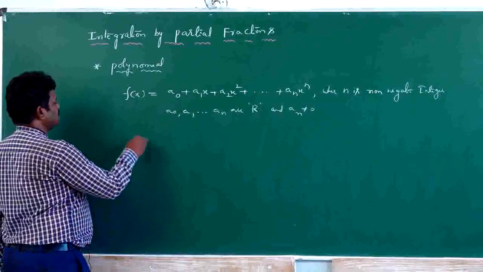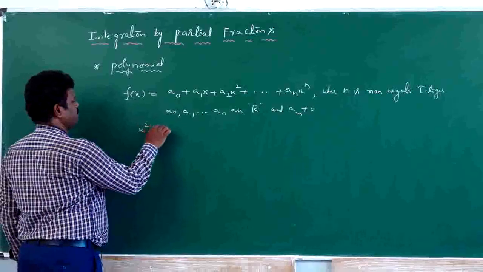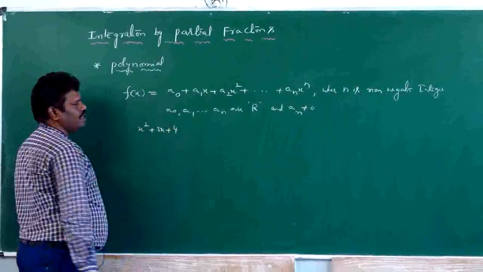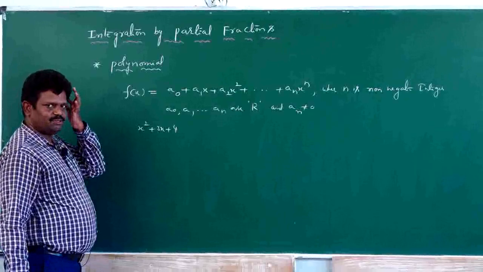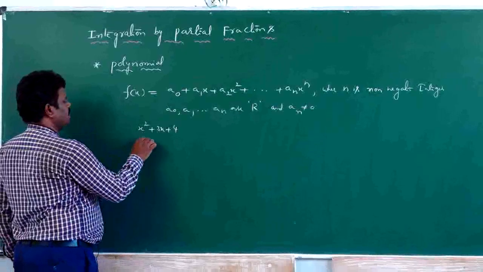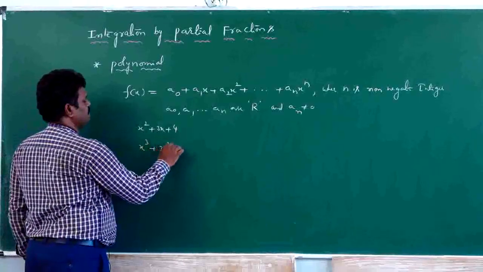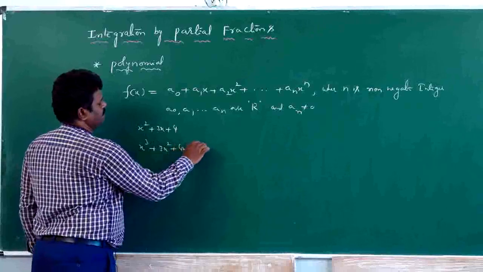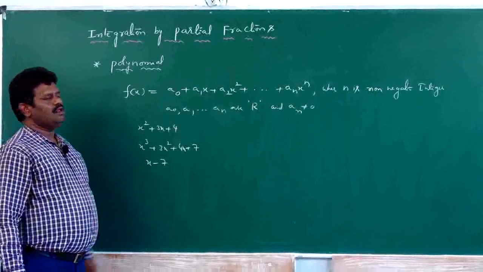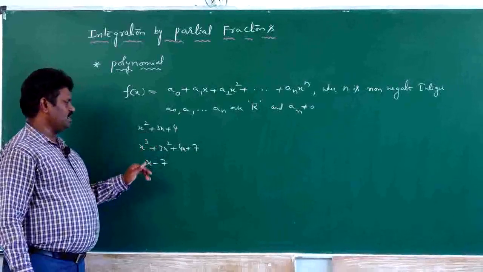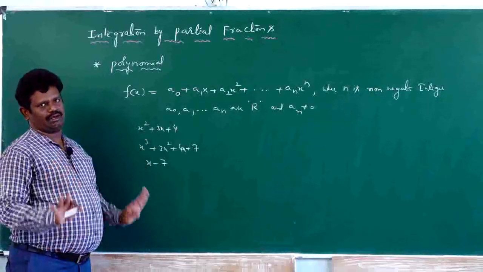For example, a quadratic: x square plus 3x plus 4 is a polynomial expression. Next, x cube plus 3x square plus 4x plus 7, or x minus 7, is also a polynomial. So this is quadratic, this is cubic, and this is a linear polynomial.